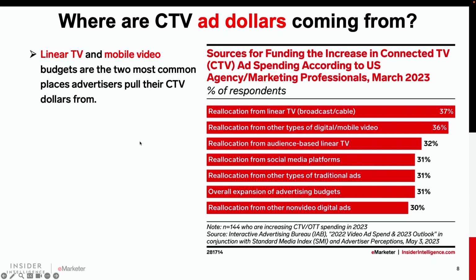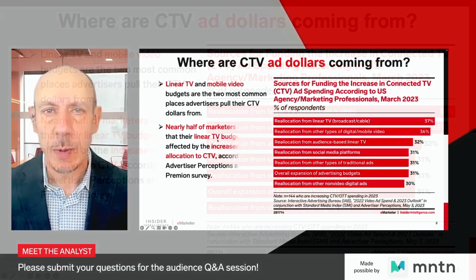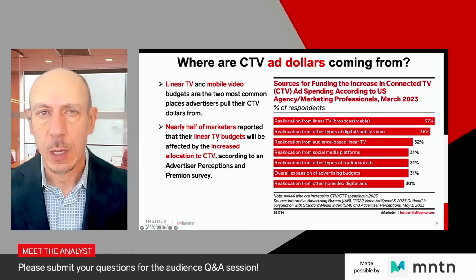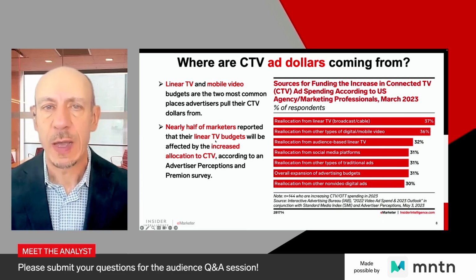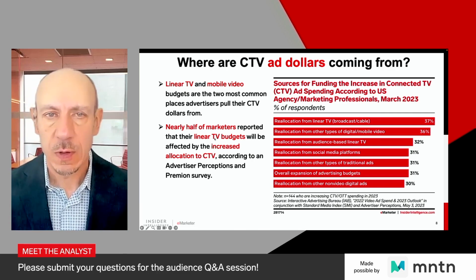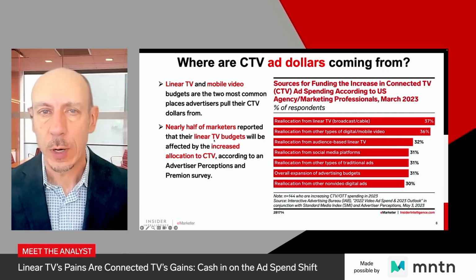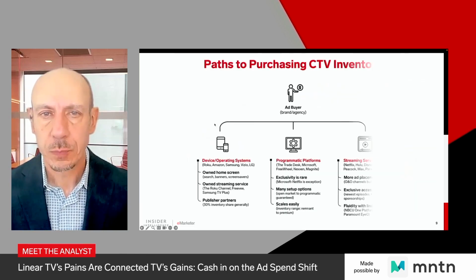That gives you a little bit of an idea of how advertisers perceive social these days, when a lot of platforms are having trouble monetizing at the levels they did a couple of years ago because of privacy issues and a whole bunch of other factors. Now, in a separate study by Advertiser Perceptions and Premion, about half the marketers they surveyed said that their linear TV budgets would be affected by the increased allocation to CTV. So that's just another data point that supports our diverging forecasts of these two formats.